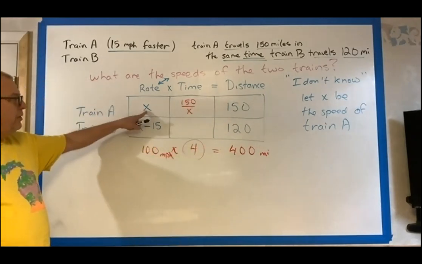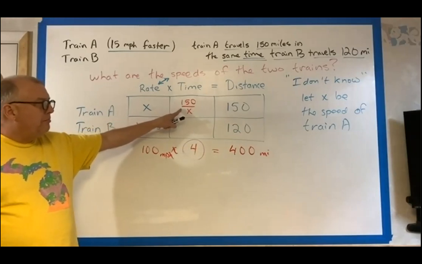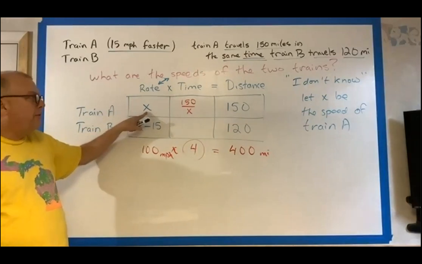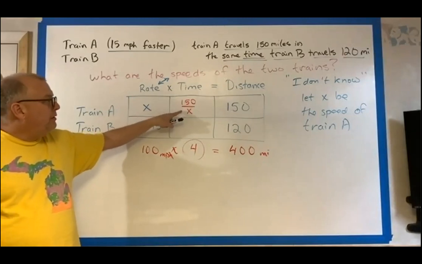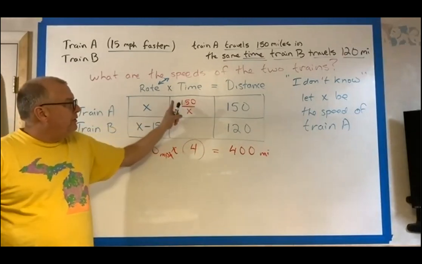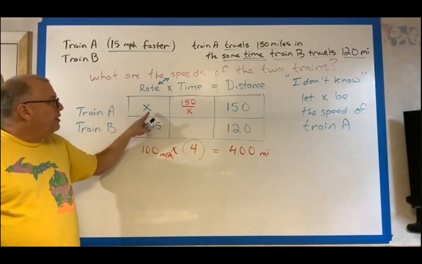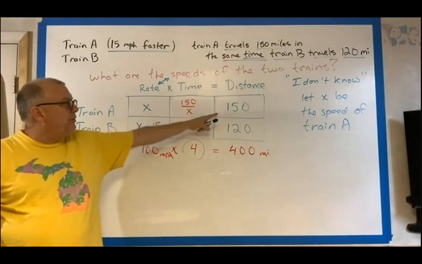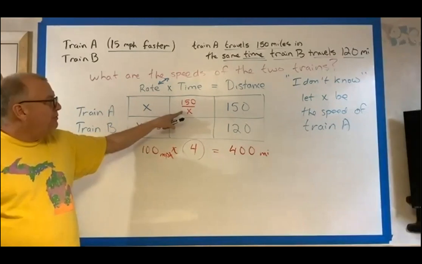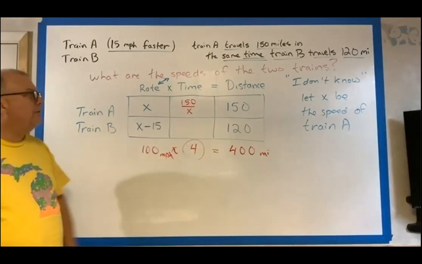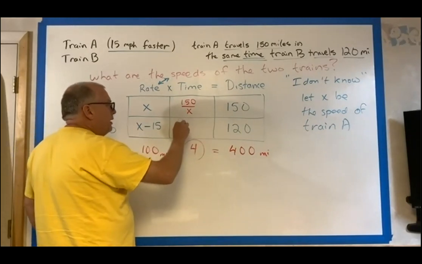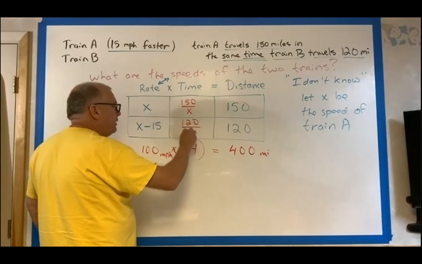Because if I do know what X is, that will be the time. What if X was 3? I don't know what 3 means, but let's just say X was 3. And this would be 3 times what is 150? 3 times 50 is 150. What if X is 50? 50 times what is 150? 150 divided by 50 gives me 3. 50 times 3 is 150. You see, I'm allowed to fill in this box using these two. I'm allowed to fill in this box by saying 120 over X minus 15.